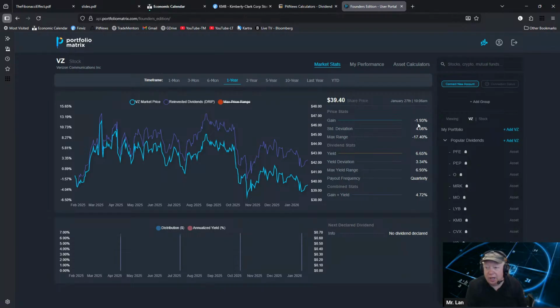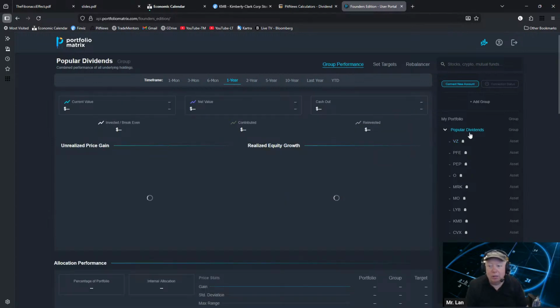And Verizon, the gain was a negative 192, and the yield was 6.65%. That's pretty cool. So we get a gain and a yield of 4.72. Let's add that to our portfolio. Now that we've got a portfolio, we can go in and look at our portfolio.